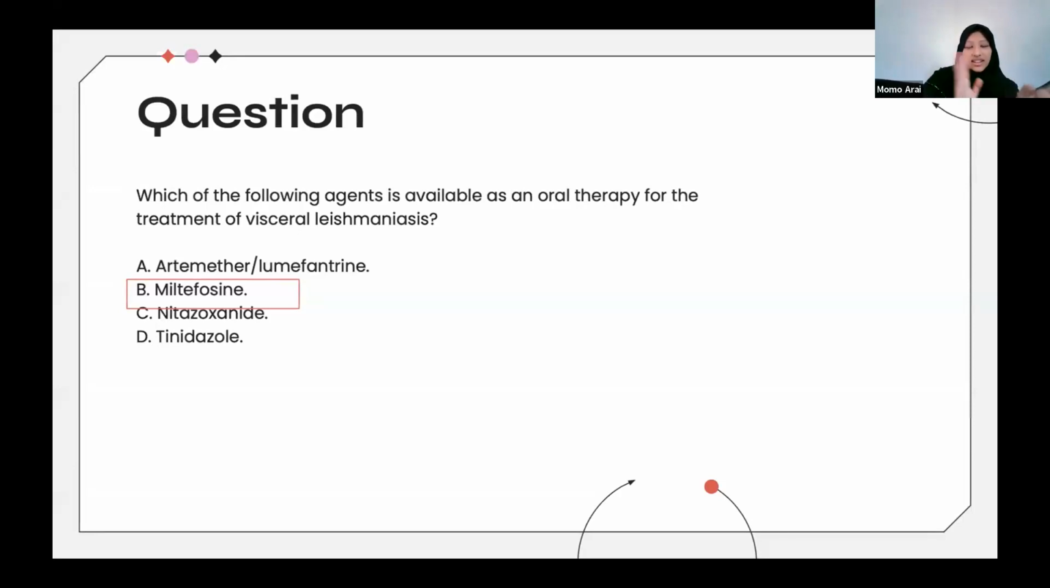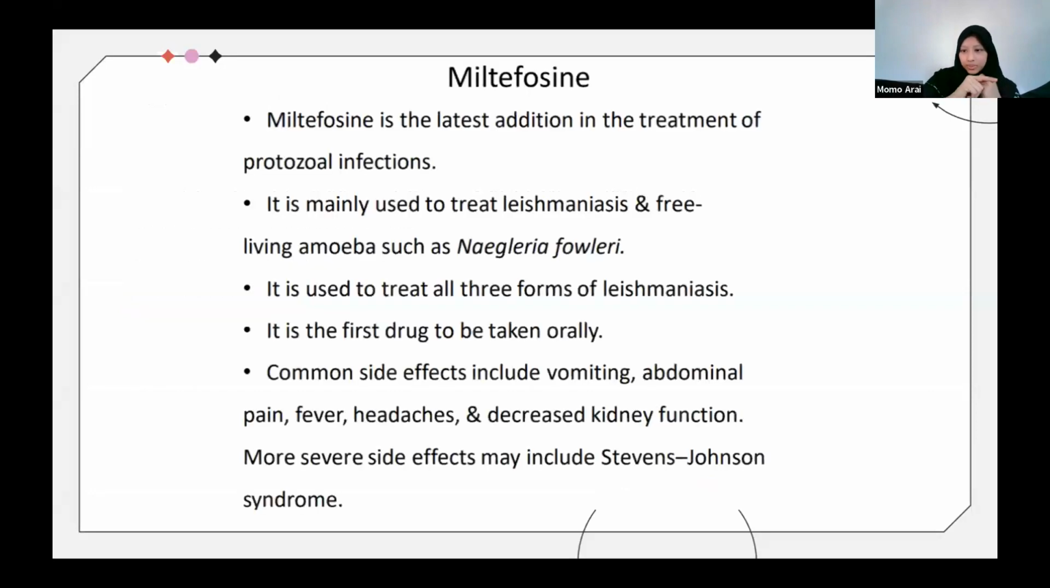Again, nitazoxanide, I don't remember taking them either. Tinidazole, I used to always think of metronidazole, right? The endings are the same. So metronidazole is not the first line for visceral leishmaniasis. It's for things like giardia or histolytica and so on. So that's why B is the right answer. If there's another, I have a slide for that too.